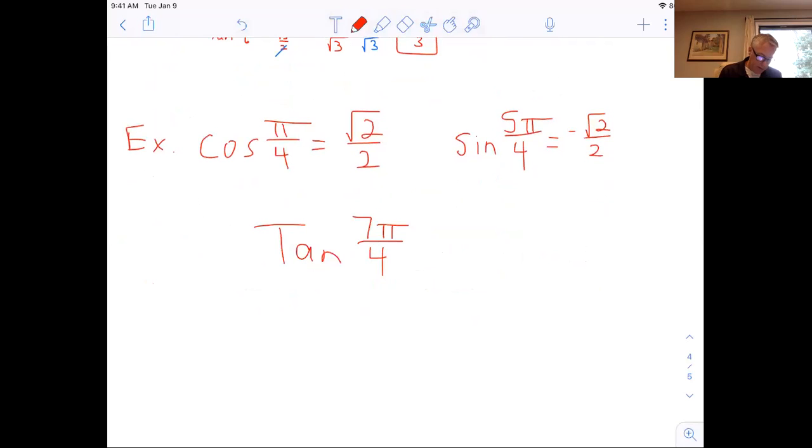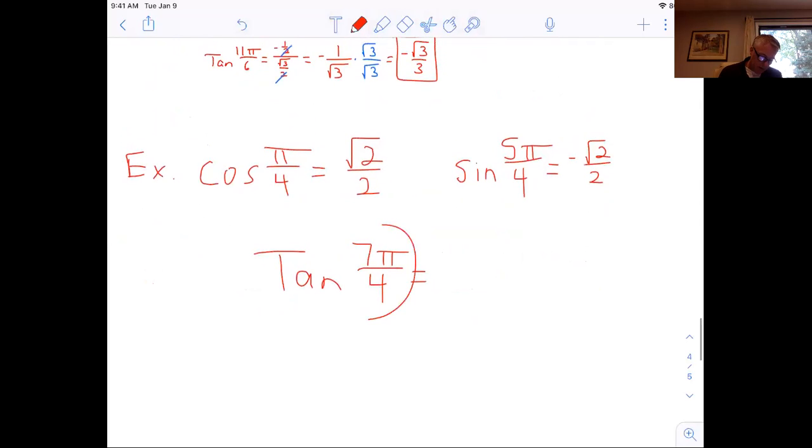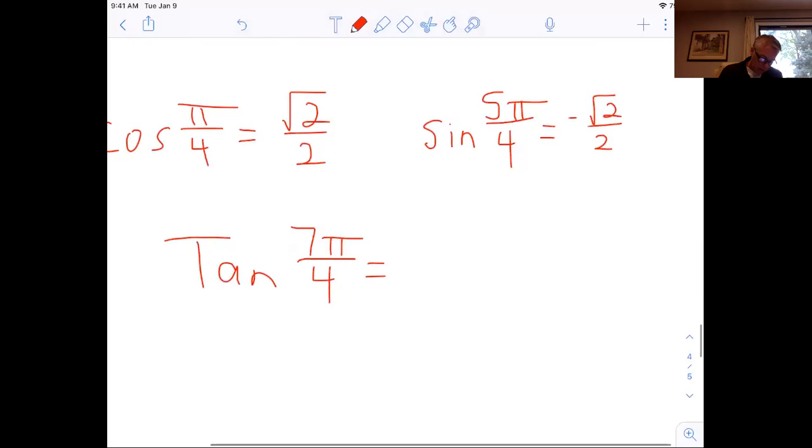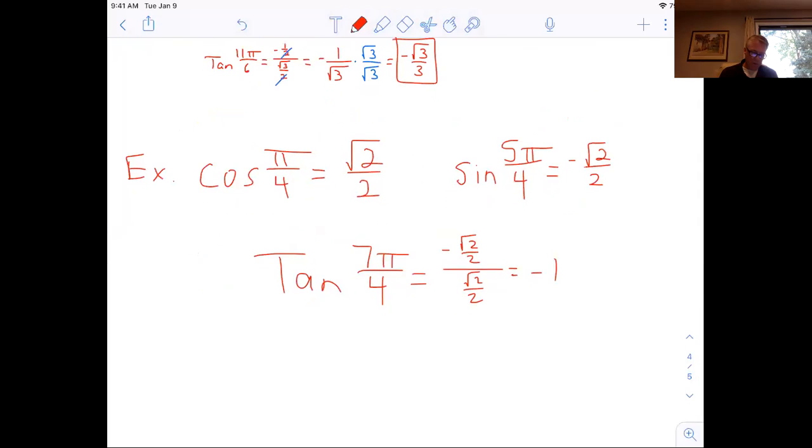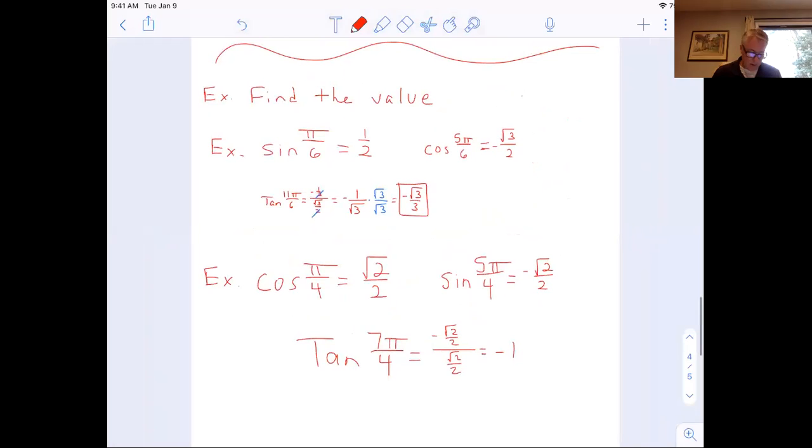So if I wanted to find the tangent of 7 pi over 4, well, tangent is sine over cosine. 7 pi over 4 is in the fourth quadrant because it's almost 2 pi. The sine is negative root 2 over 2. The cosine is positive root 2 over 2 because in the fourth quadrant, the y is negative, the x is positive. And so you have something divided by itself, which is going to be 1 with the negative sign. So the tangent of 7 pi over 4 is negative 1.